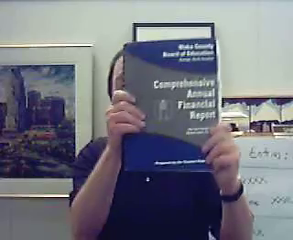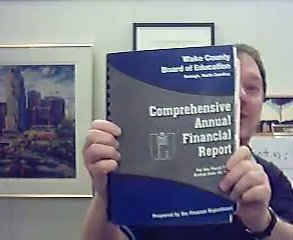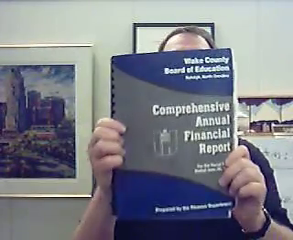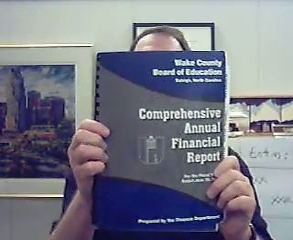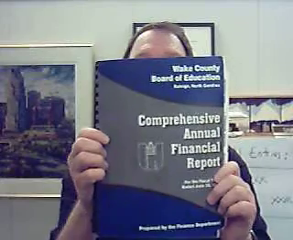I want you to go to the Wake County Public Schools CAFR, okay, and look for the actual financial statements for the General and Special Revenue Fund. In those financial statements, you will see a column for the original budget, the final budget, and the actual expenditures that take place. Okay, more terminology.